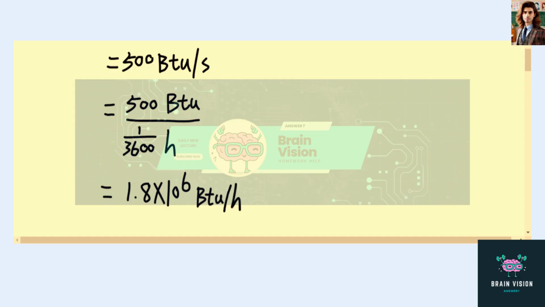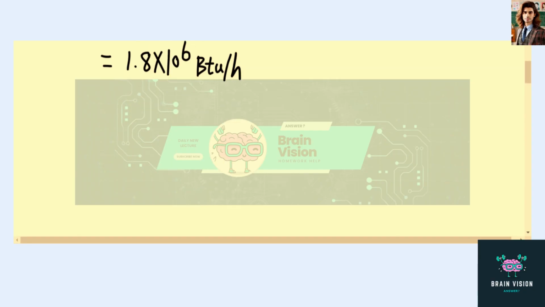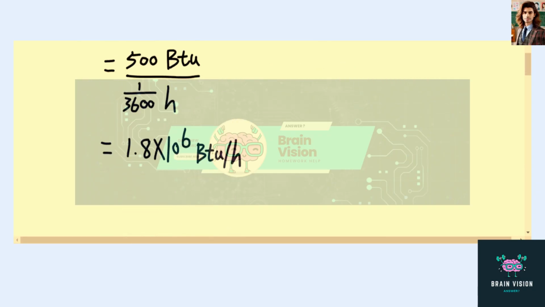And in the question, we know that the rate of heat transfer per foot length is given as 400 British thermal units per hour. So therefore, we can use the rate of heat transfer out of water divided by the rate of heat transfer per foot length to determine the length of the parabolic collector. Okay.